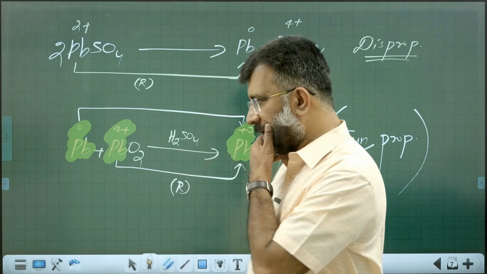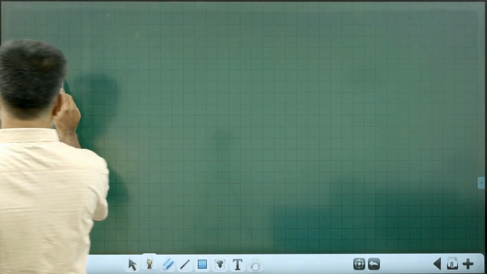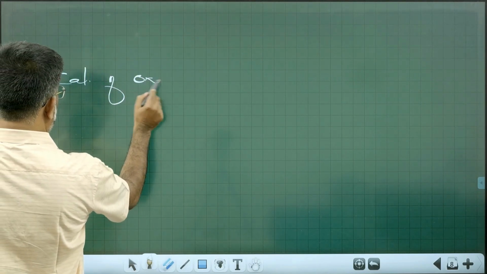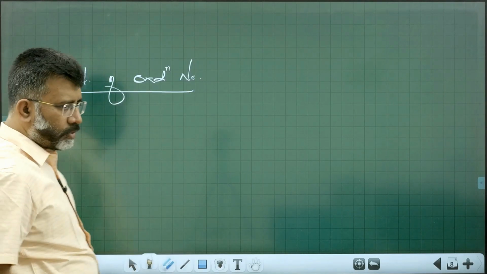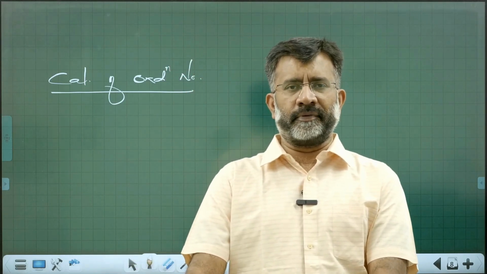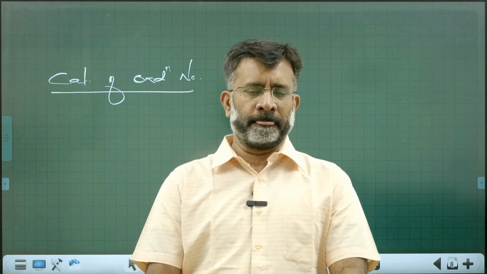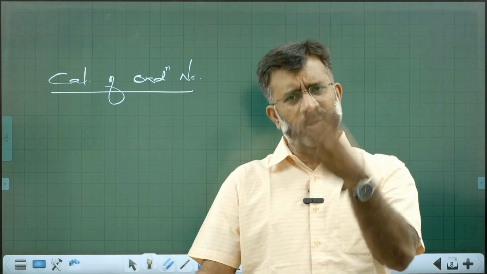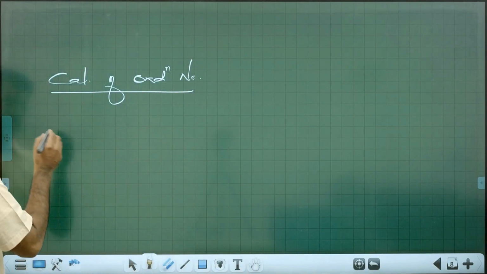Very important topic. How to find the oxidation number? Calculation of oxidation number. What are the rules that help you find the oxidation number of various elements given in a molecule or in a species? You must understand certain facts which are known to all. What are the facts which help you to understand the oxidation number?